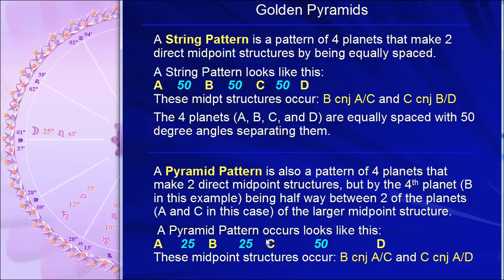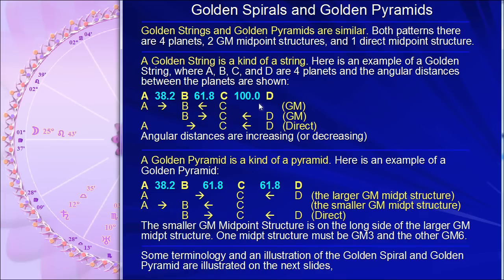And the golden pyramid is the same idea. C is going to be at the golden mean of A and D, and B is at the golden mean of A and C, but it has to be in a very specific relationship, which I'll explain in the next slides. So here is the golden spiral and golden pyramid.